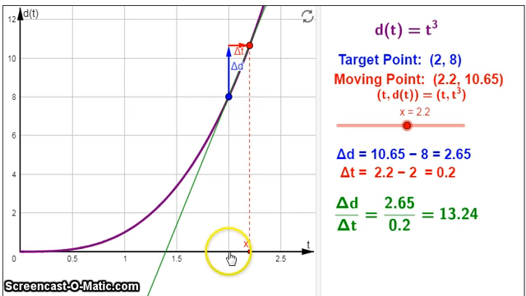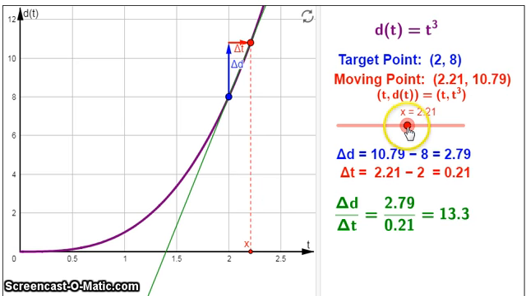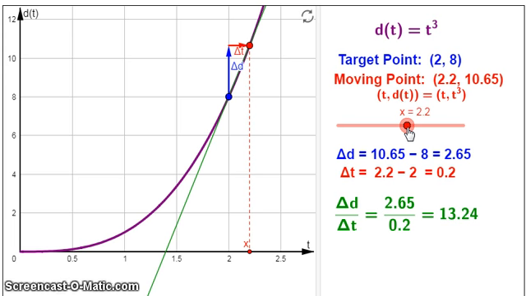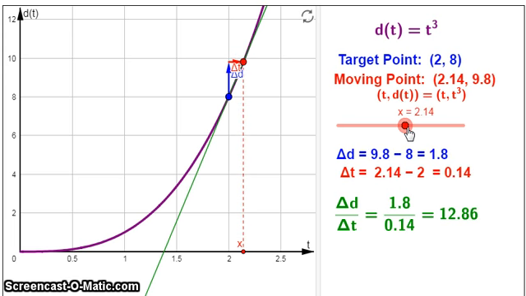And so I'm going to say, well, what happened between time equals 2 and time equals 2.2? Well, what happened was the object moved from a position of 8 to a position of 10.65, according to this function. And so the change in distance was 2.65 for the change in time of 0.2. And I do the calculation here and I get a slope of 13.24. But again, that's only an approximation. So I can get a better approximation by moving this point closer and closer.